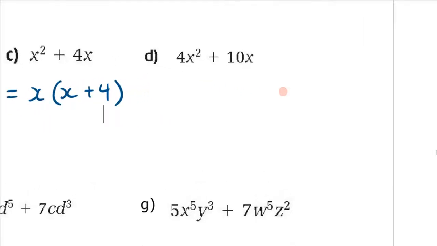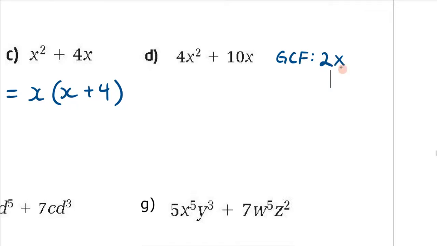4x squared plus 10x. So the greatest common factor. So how you do this is write it out like this. Greatest common factor. Well, I can divide a 4x. I can divide 4 and 10. What's the common factor between 4 and 10? Well, it turns out I can have a 2. I can divide 4 by 2, and I can divide 10 by 2 as well. There's also at least one x in each term, so I'll say my common factor is x. So 2 and x is my greatest common factor.